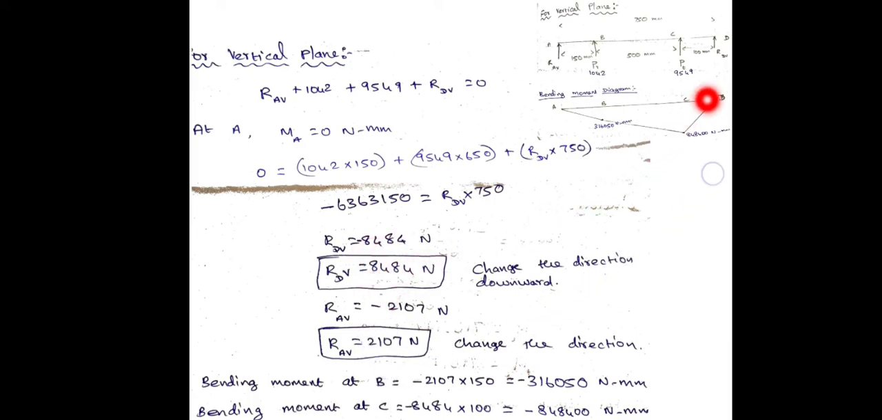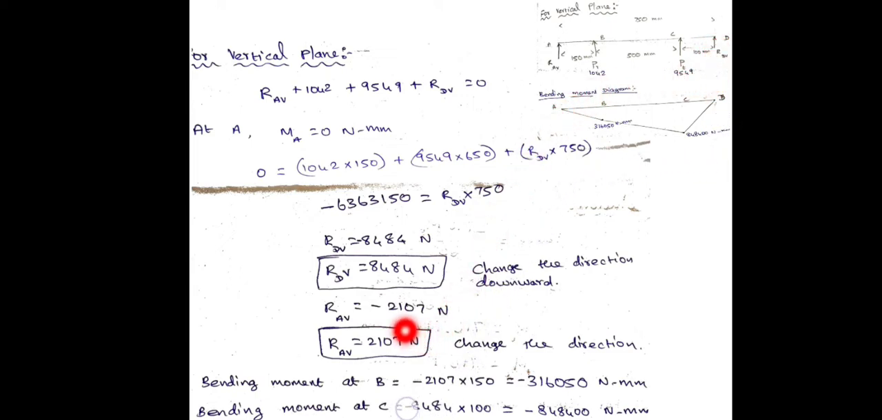Initially I have drawn it in the upward direction, but I have to change it to the downward direction. I am using this PPT and couldn't change it, but while you are drawing, you change it. Since I got the answer in minus, RDV is acting in the downward direction.